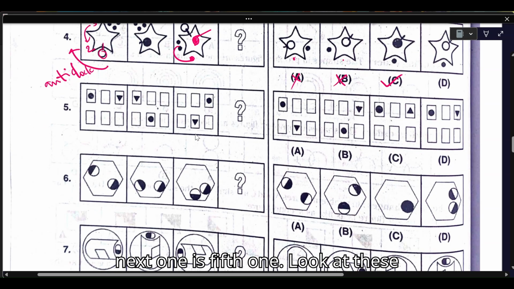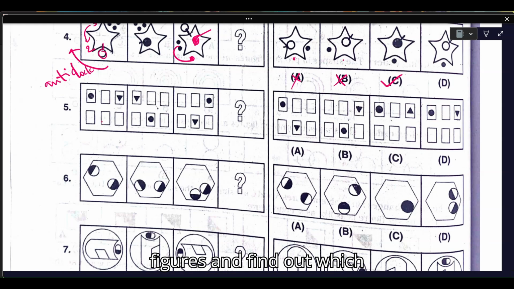And next is the 5th one. Look at these figures and find out which series is being followed and then pick the right answer. Here we have 6 rectangles, right? And these things are moving. So this black one came from here to here.